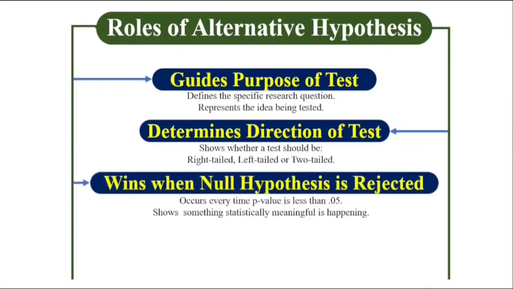3. It wins when the null hypothesis is rejected. When data provides strong enough evidence, such as when the p-value is less than 0.05, to reject the null hypothesis, it favors the alternative hypothesis as the more plausible explanation of the results. This means we are concluding that something meaningful or statistically significant is happening.